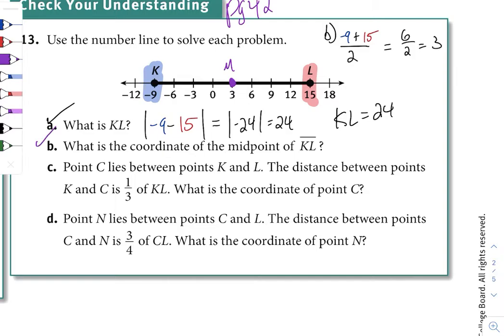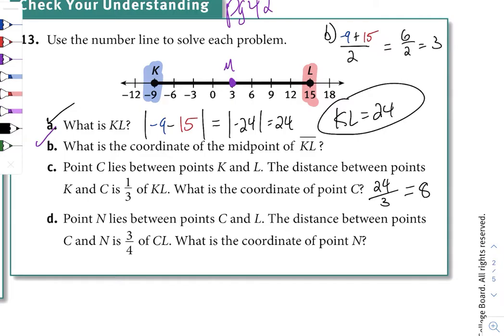So we got that. Point C lies between points K and L. The distance between K and C is 1/3 of KL. So what is 1/3 of KL? That's what we need to find first. We know from part A that KL is 24, so we want to multiply that by 1/3, which is the same as dividing it by 3, and that gives us 8. So point C is going to be 8 away from K.